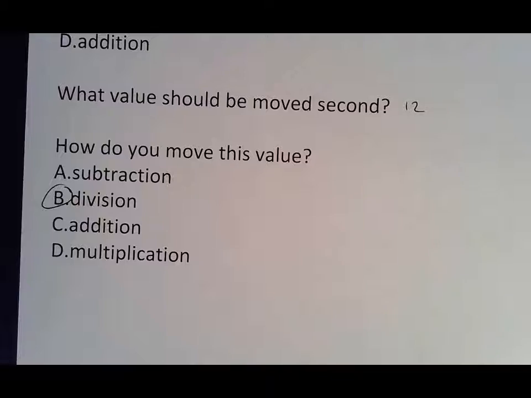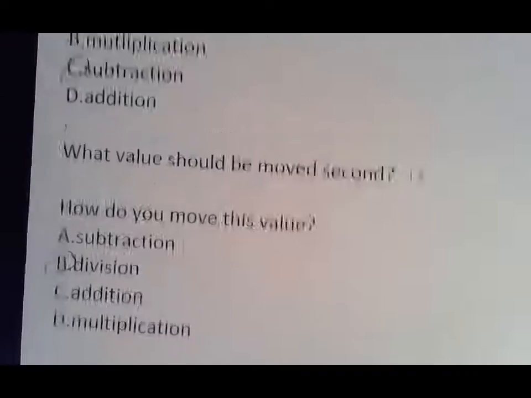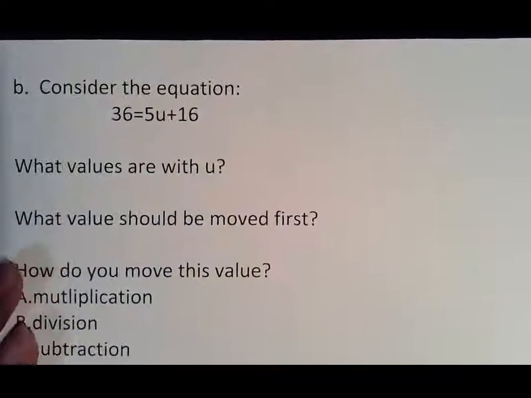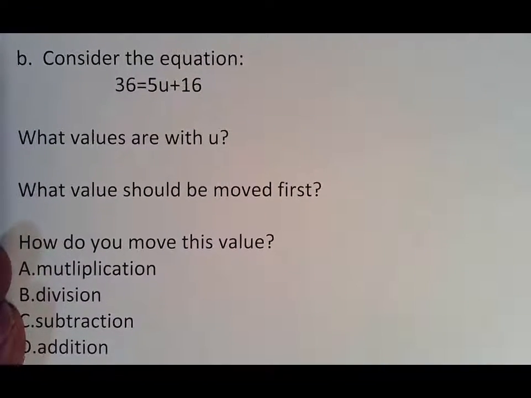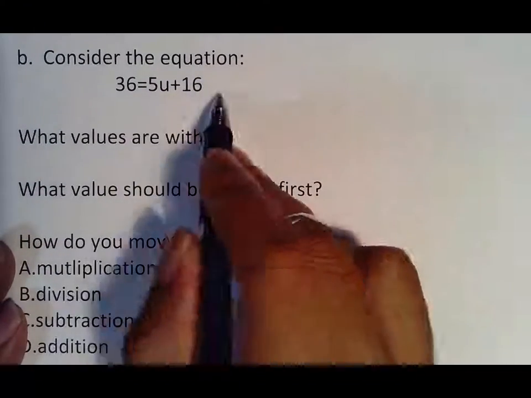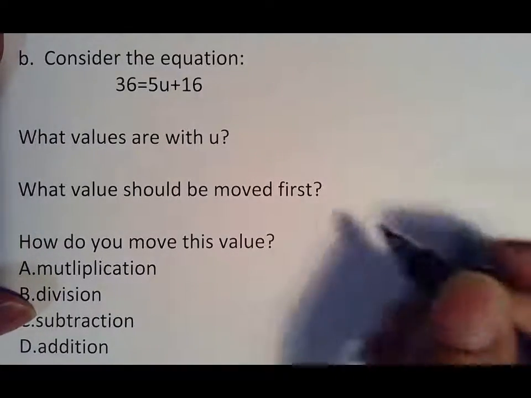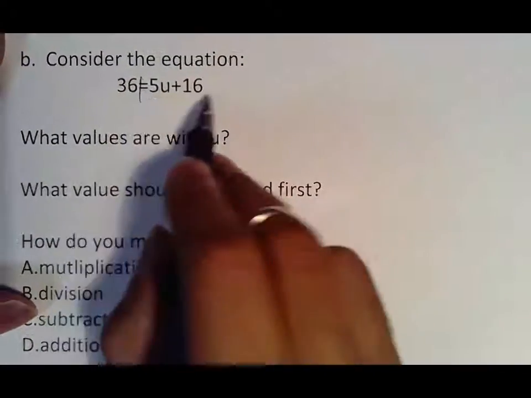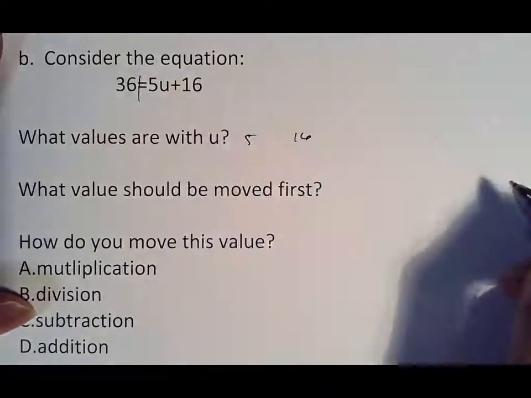All right. So again, just make sure you've got that. I'm not going to be going over that in class, because again, we did that last quarter. Just make sure you've got it understood. Even if that addition is on the other side, the same thing should happen. What values are with u? If u's on this side, it would be 5 and 16.